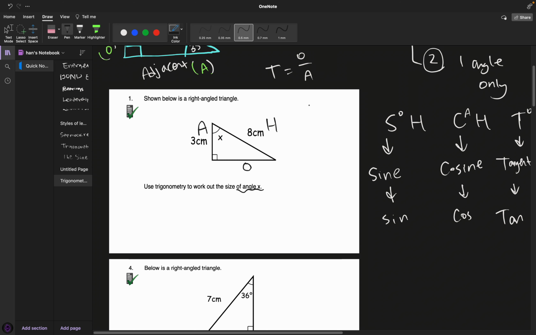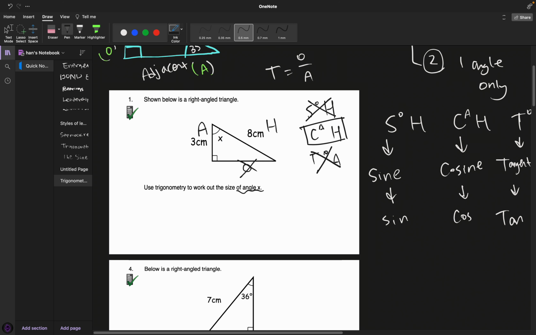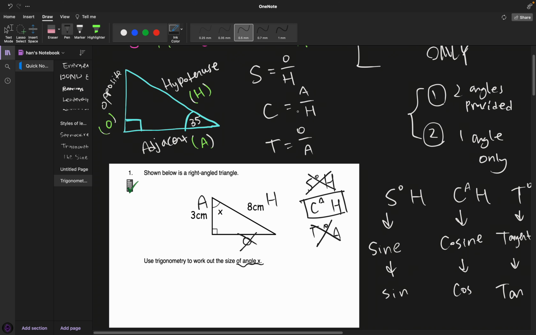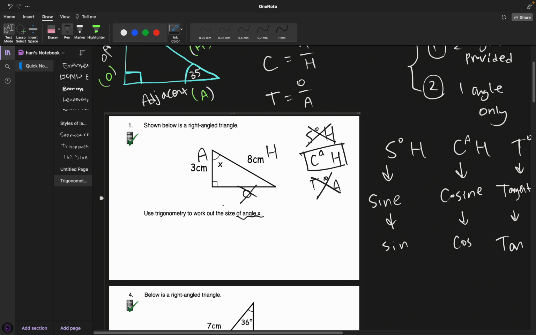Now then we can write down our SoH CaH ToA equation. SoH CaH ToA. The opposite length is completely irrelevant to us, right? Because we're not looking for the length of this side. So anything that has an O in it, we can just ignore. So that leaves us with the CaH equation, right? So I explained before that CaH means C is equal to A divided by H. So that means, I actually didn't explain it fully, it means C theta is equal to A divided by H, so 3 divided by 8.